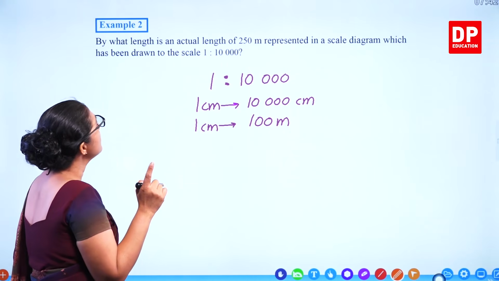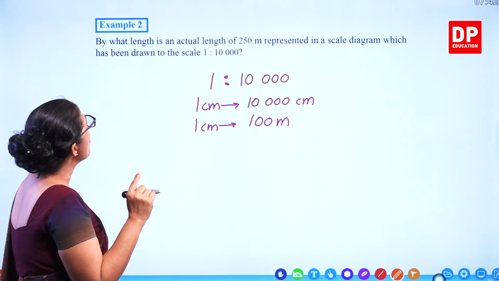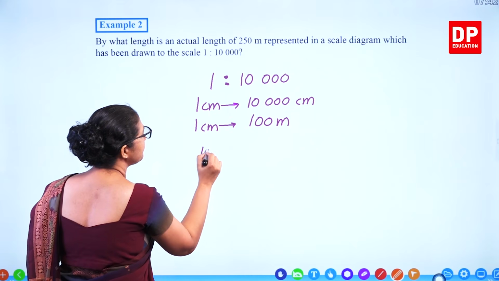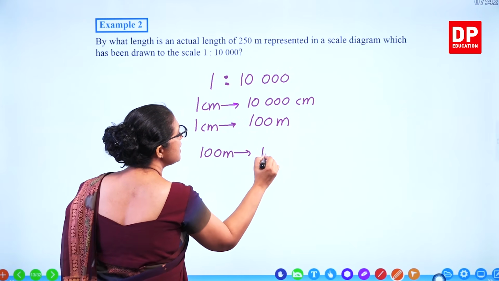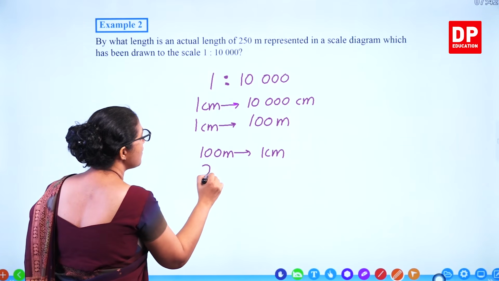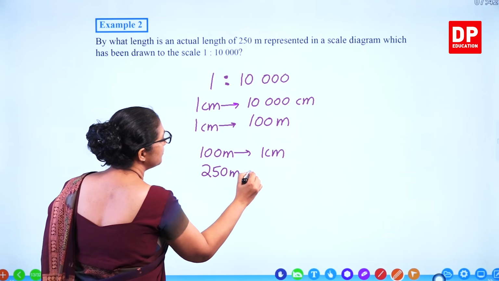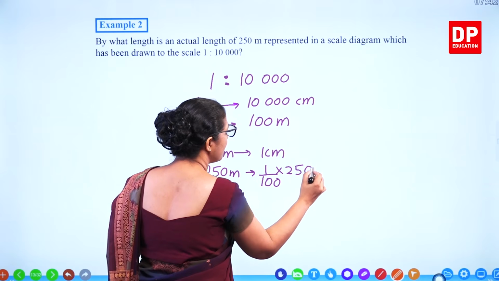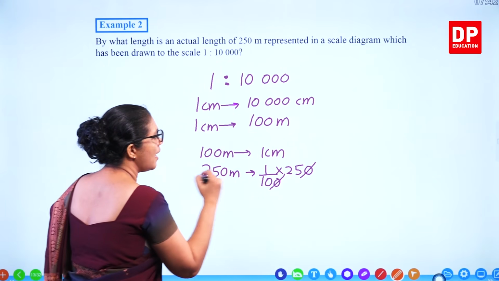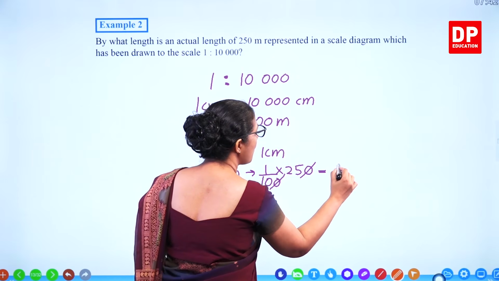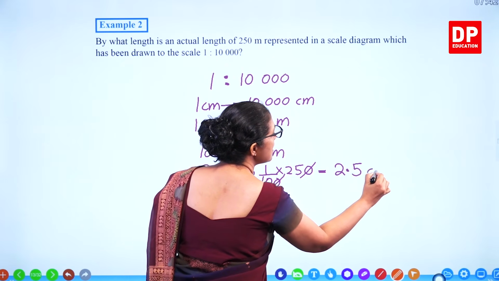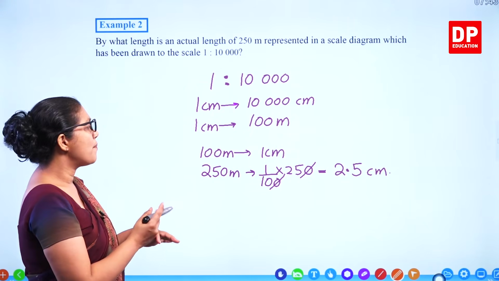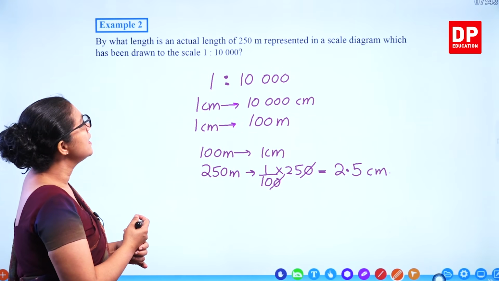Now they ask what's the scale length if it's 250 meters. So 100 meters is 1 centimeter. So what's 250 meters? We have to divide by 100, and this is 2.5 centimeters. So a 250 meter actual length you can represent by a 2.5 centimeter length.